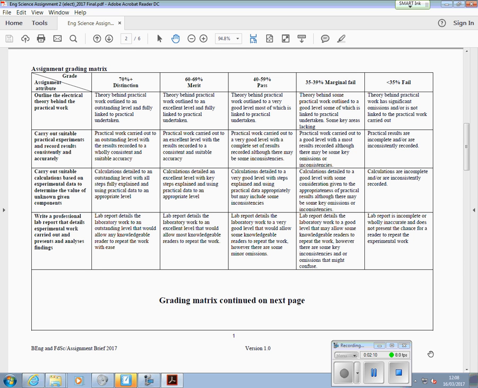That's what I mean by consistently. Carry out suitable calculations based on the experimental data to determine the value of unknown given components. There will be 3 capacitors for you to find the value of, okay, and the inductor, you'll also be finding the value of that more than once. Right? And then write a professional lab report that details the experimental work carried out and presents and analyses the findings. One of the key things about that is that somebody reading your work could repeat that experiment from what you explain as to how it was done.